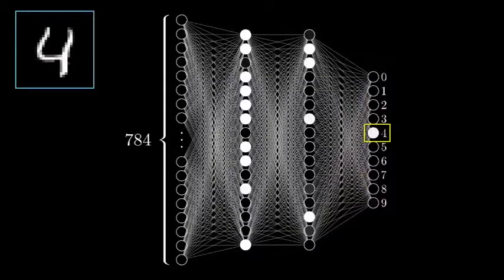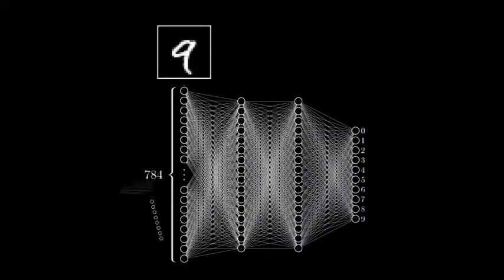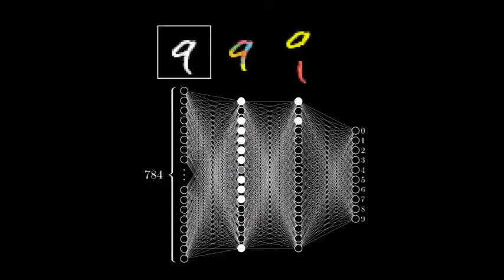And remember, the motivation that we had in mind here for the layered structure was that maybe the second layer could pick up on the edges, and the third layer might pick up on patterns like loops and lines, and the last one could just piece together those patterns to recognize digits. So here, we learn how the network learns.